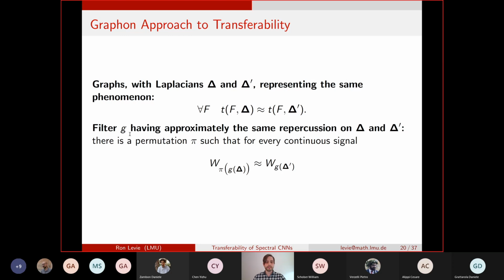Now, we say that a filter has approximately the same repercussion on the two graphs if the following holds. We take the filter, we apply it on the first graph Laplacian, and we apply it on the second graph Laplacian. I cannot compare them yet because the two graphs can have a different number of nodes, but then I induce a graphon from the two filters. And if these two graphons are approximately the same, we say that the filter has approximately the same repercussion on both graphs. Here, everything is up to permutation because there is no natural way to index the nodes of a graph.